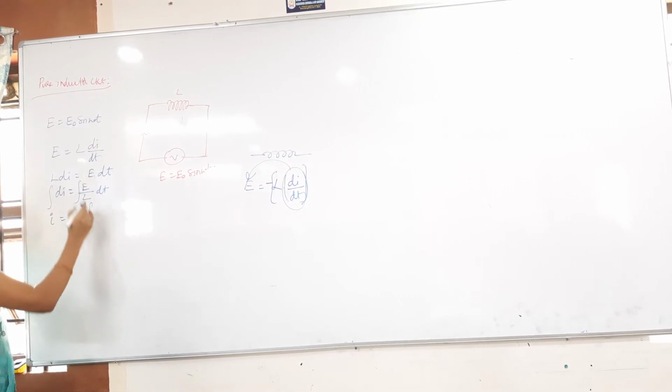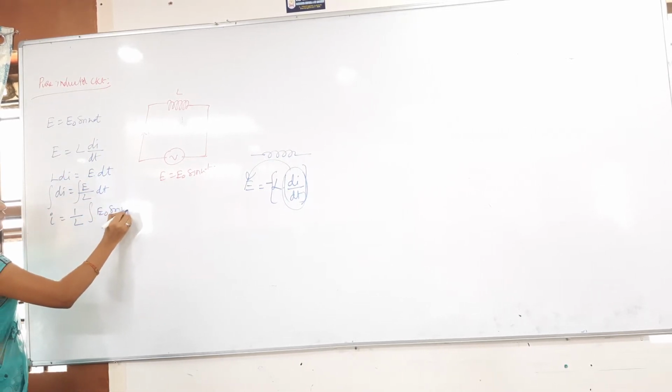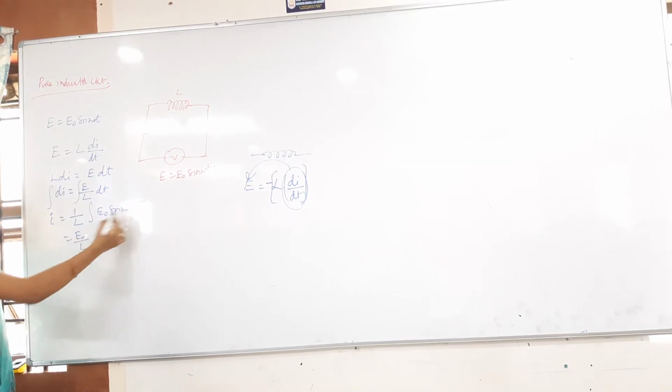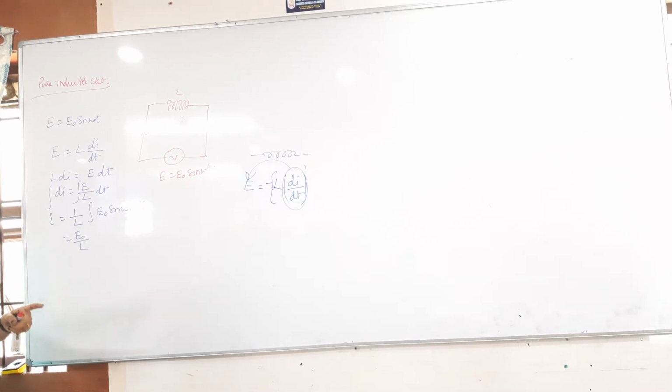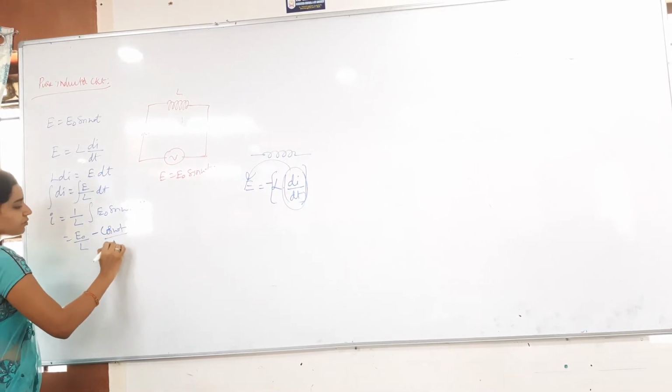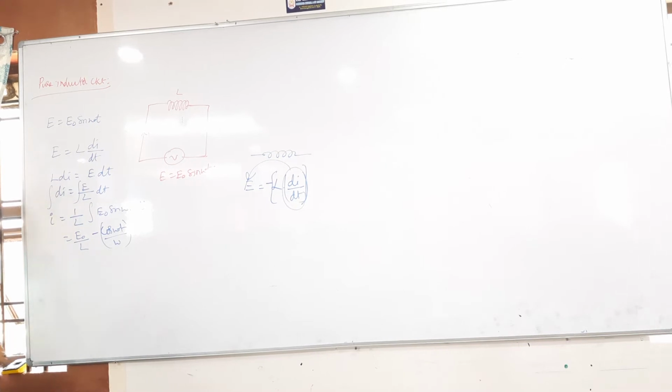Integration of E, whose value is E naught sin omega t dt. From that I will take E naught out, so E naught by L into integration of sin omega t, which is minus cos omega t divided by omega. I said in differentiation you multiply, in integration you get division. So minus cos omega t by omega. This is the value we got after the integration.